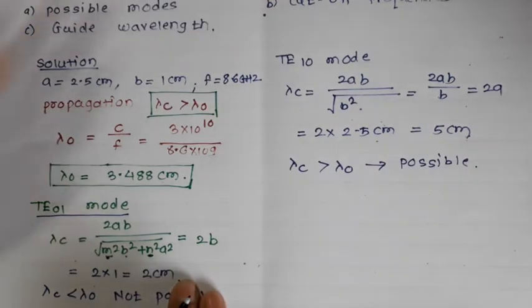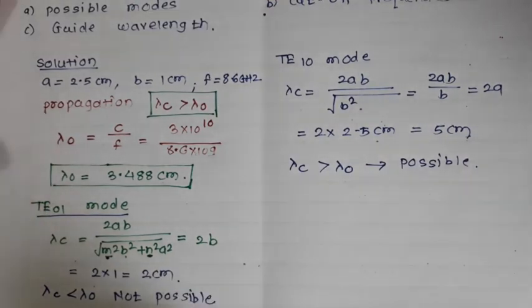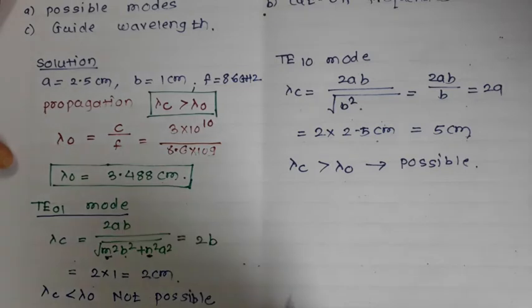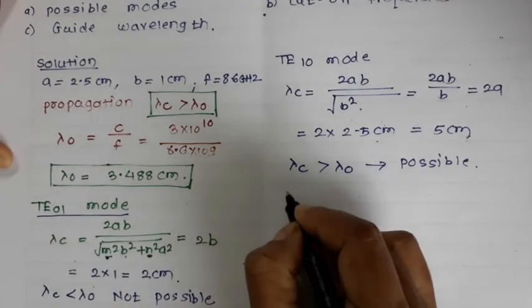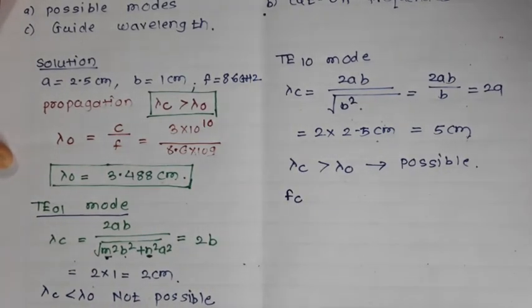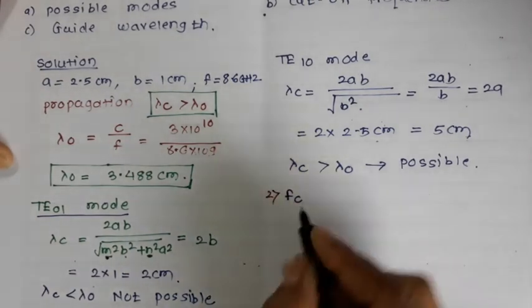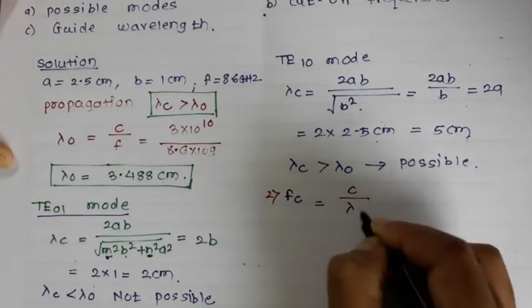Okay, now if this mode is possible, we can calculate the cut off frequency for this mode. We know that our lambda c is nothing but 5 centimeters. So the cut off frequency fc, which is your second parameter to calculate, is nothing but c by lambda c.